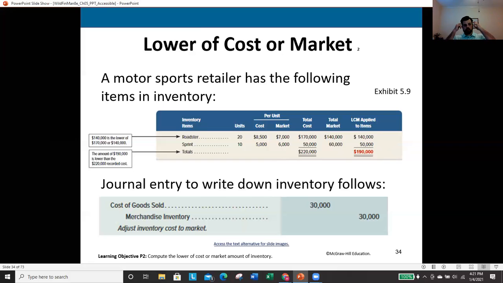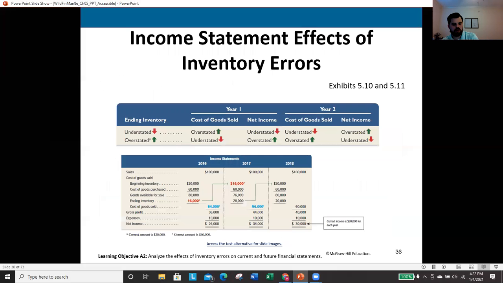Well, remember that chart, right? When we talked about inventory, we said inventory has to be in one of 2 places. It is either in ending inventory or it is in cost of goods sold. It has to be in one of those places at all times. So if I'm writing down my inventory, that is a credit to inventory. But if inventory goes down, then cost of goods sold must go up. And that's what we see here, a debit to cost of goods sold for 30, a credit to merchandise inventory for 30.